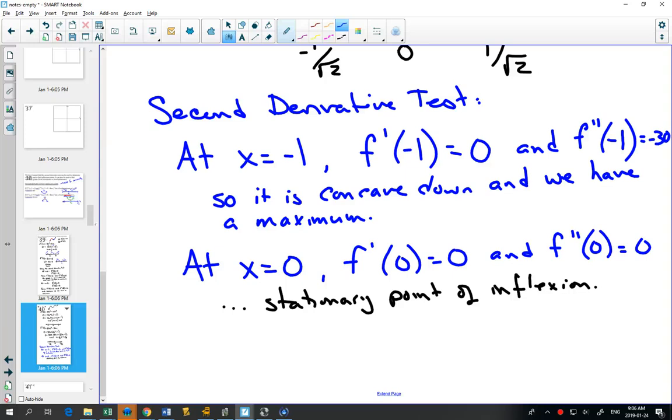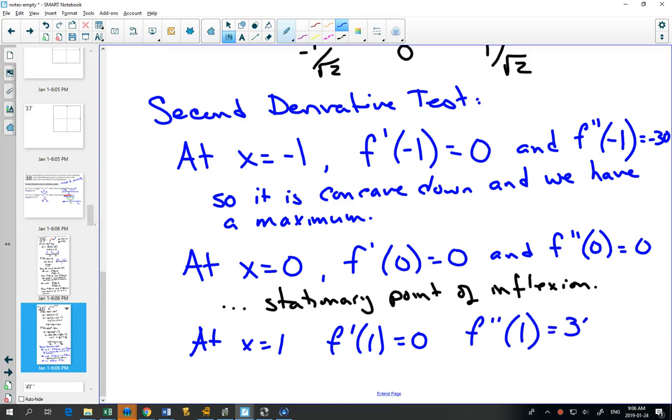And at x equals 1, f prime at 1 was equal to 0. F double prime at 1 would be 60 minus 30, which is positive 30, meaning that it's concave up. And we would have a minimum.